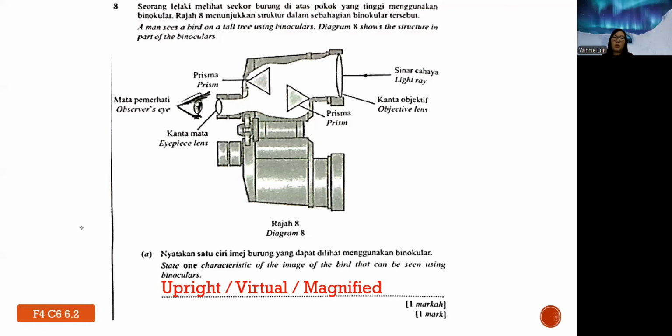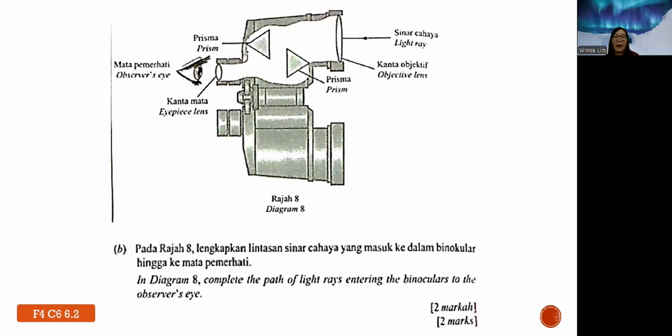And in this context, with the help of lenses as well, because when we talk about binoculars, it's the whole thing. Without the lens, generally they're supposed to be the same size. But in this case now, you have the lens, so that's why indirectly we magnify the image. So this is a characteristic. You write one of it, either upright, virtual, or magnified.